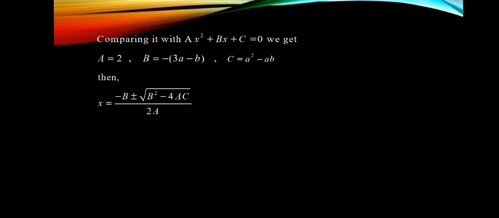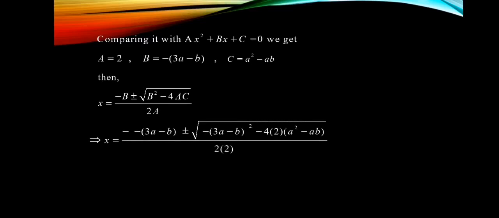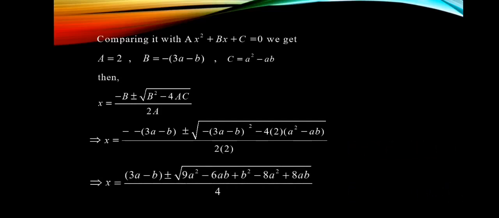The quadratic formula is x is equal to minus B plus minus under root B square minus 4AC whole divided by 2A. After putting the values of A, B and C, we just get minus into minus (3a minus b) plus minus under root (minus into (3a minus b)) whole square minus 4 into 2 into (a square minus ab), whole divided by 2 into 2. Since we are taking the square of the negative term, it would become positive, and we will be left with simply (3a minus b) whole square.